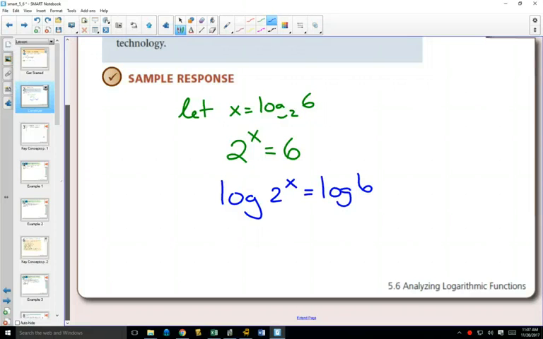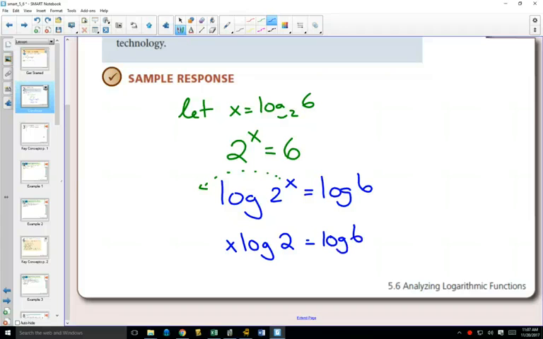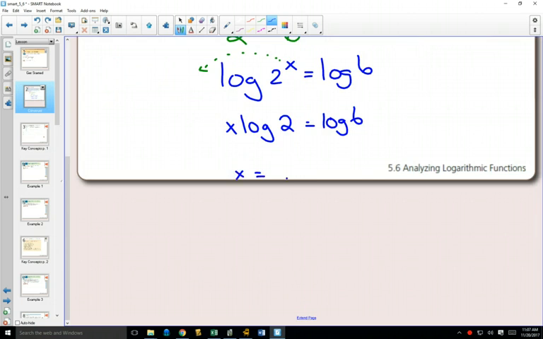And doing that, one of the reasons we practiced our log laws and expanded things or wrote things as a single log is that here you could take that x and bring it out in front. That's one of your log laws. And then you get x log 2 equals log 6. At this point, if I wanted to get x by itself, I would need to divide both sides by log 2, and I get log 6 divided by log 2.